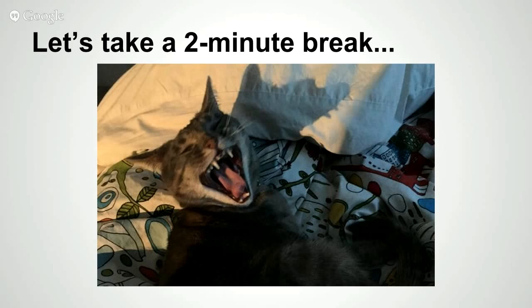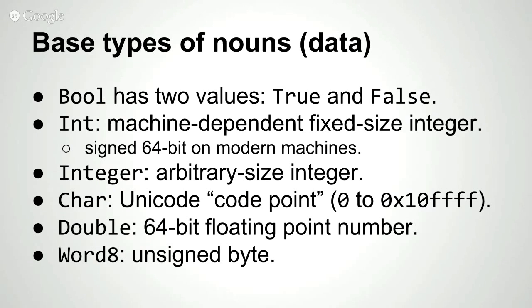We'll start again. All right, so the base types are sort of the lowest level types of data. Bool has just 2 values. It's got a true and a false. Not much to that one. Int is a machine-dependent fixed-size integer. On a modern machine, it's going to be 64 bits, but you shouldn't count on it.